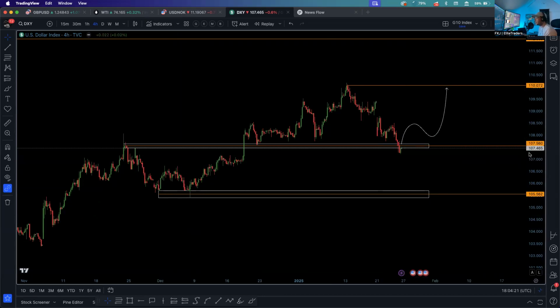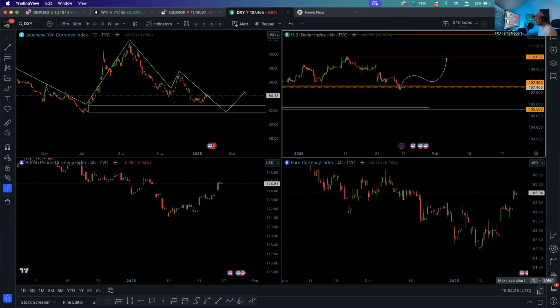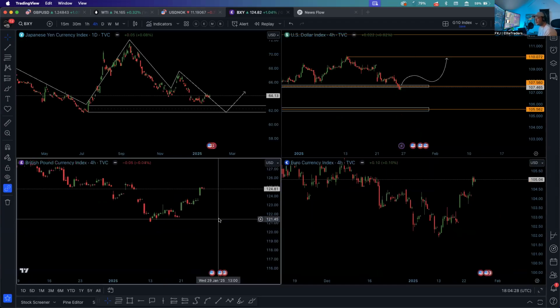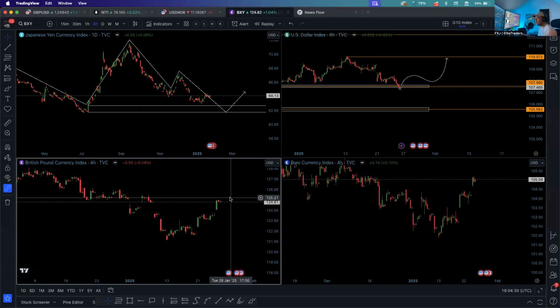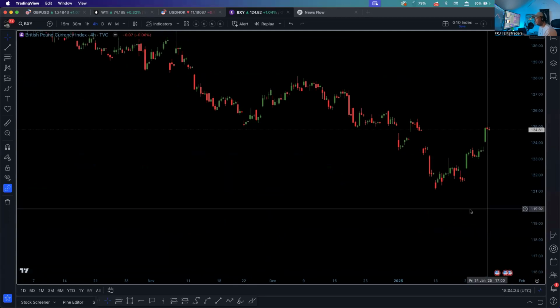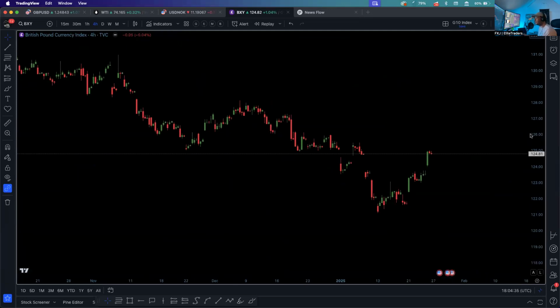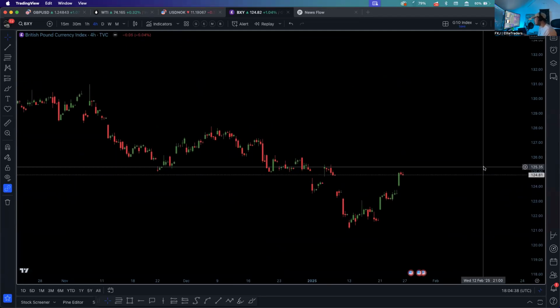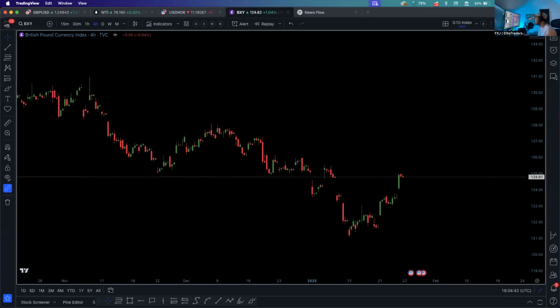We have seen some rejection here at around the 107.5 level, so I'm quite comfortable with that. In terms of the euro and the pound, we've spoken about the pound quite a lot recently, so I'm not going to go into too much detail regarding the gilts and the government debt because again, I've spoken about that a lot. There's a lot of content in the Discord about that.